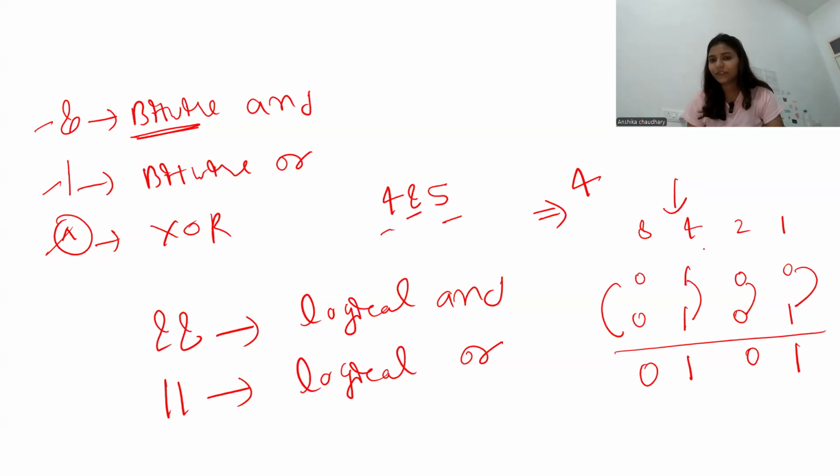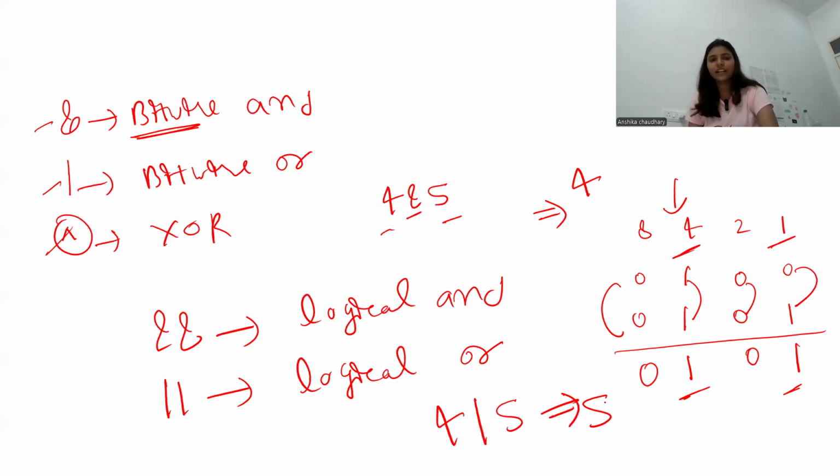What is this? This is nothing but 4 plus 1. At the place of 1 and 1, what we have? 4 and 1, so it will become 5. So 4 or 5 will become 5. So this is the answer.